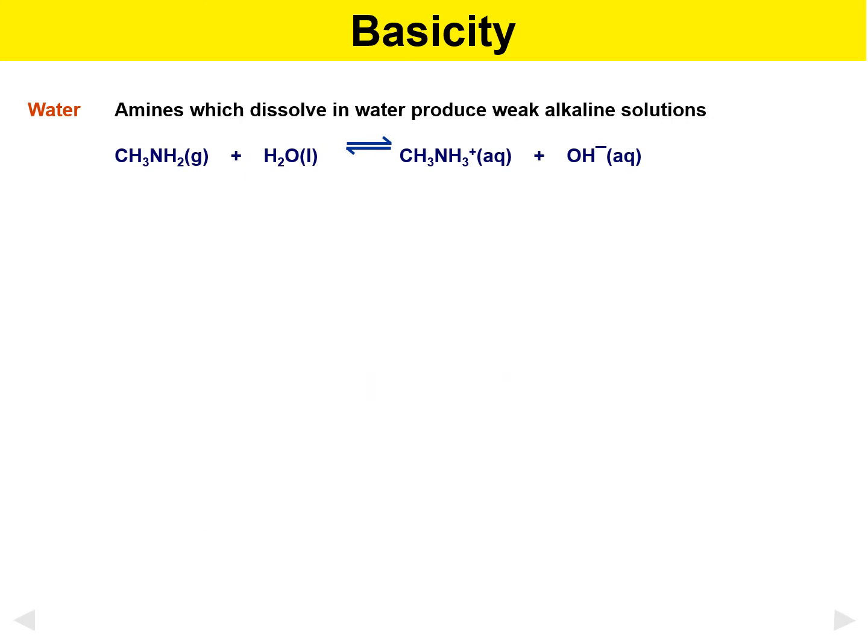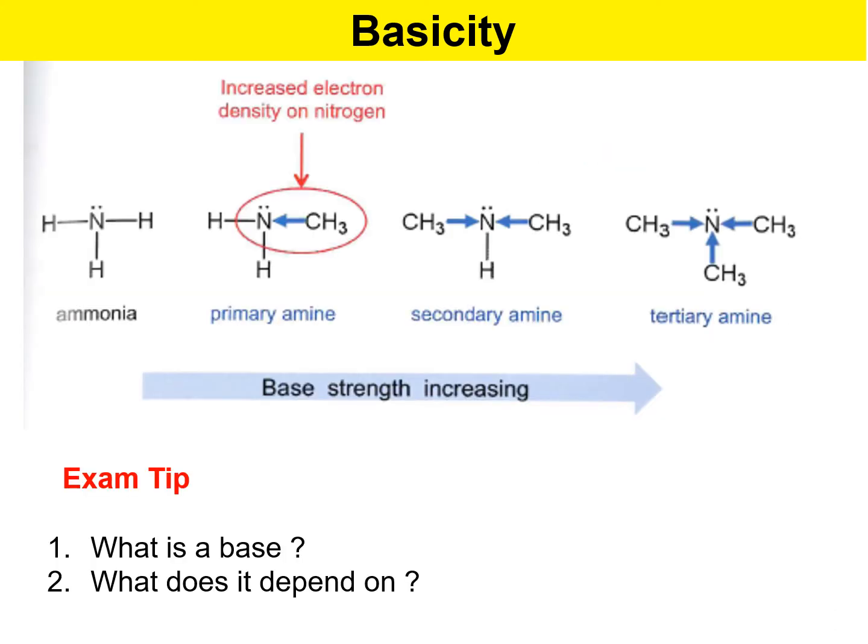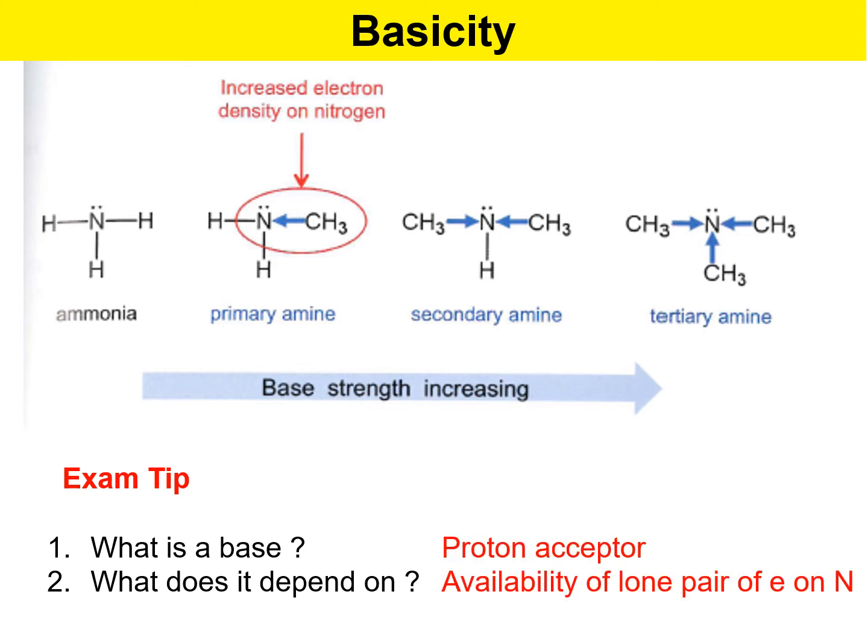Amines which dissolve in water produce weak alkaline solutions. Amines also react with acids to produce salts. For example, if an amine is insoluble in water, we can allow it to react with an acid to form a salt which will dissolve in water. This slide shows the increasing base strength of amines from primary to tertiary. An exam tip is to know what a base is, which is a proton acceptor, and what it depends on, which is the availability of the lone pair of electrons on the nitrogen atom.